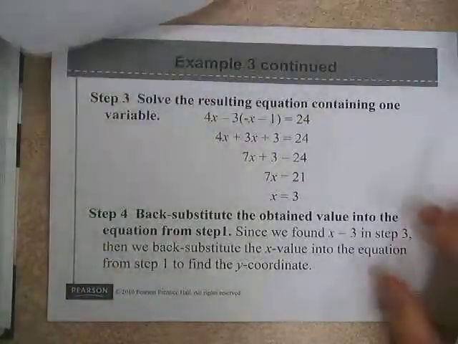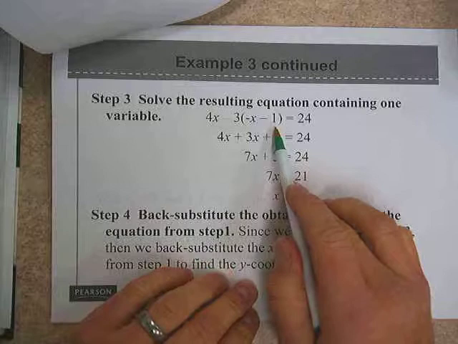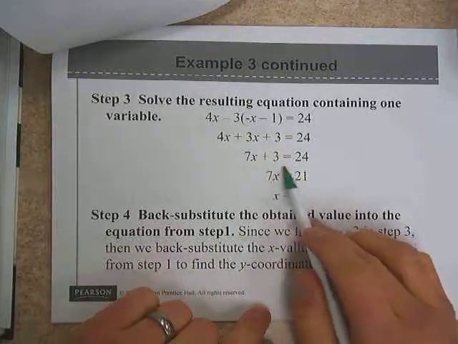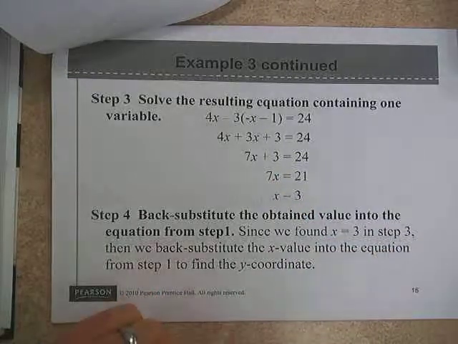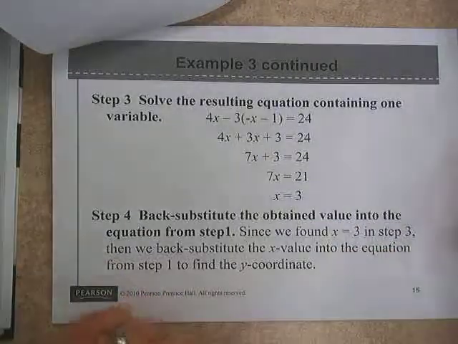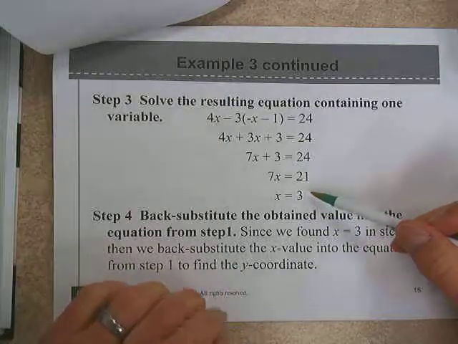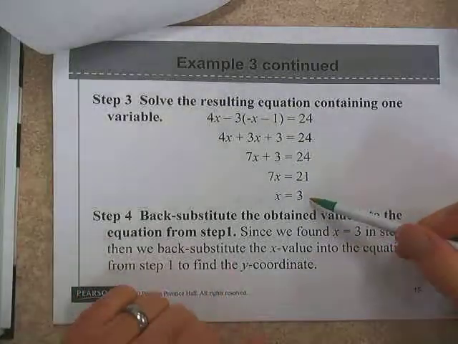Alright, and you'll notice that the variable y is gone. We have a variable x here, so at this point we're going to simplify and solve that linear equation. So on the next slide they did that. They distributed here, of course, plus 3 and then plus 3x and plus 3. Combine the like terms and subtract and divide, and we get x equals 3. So that's the step 3 part.